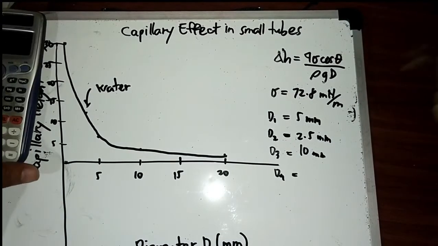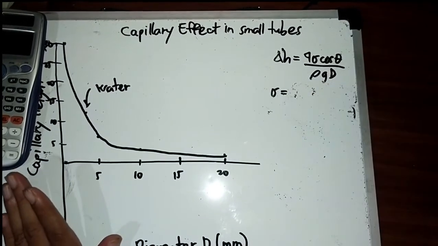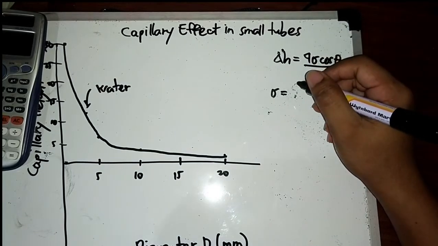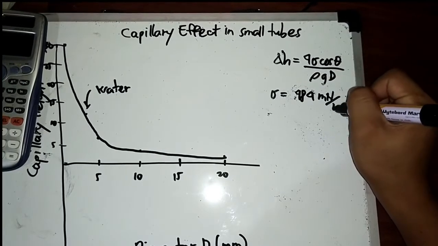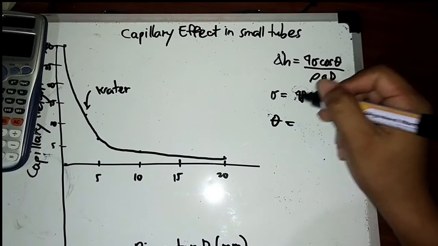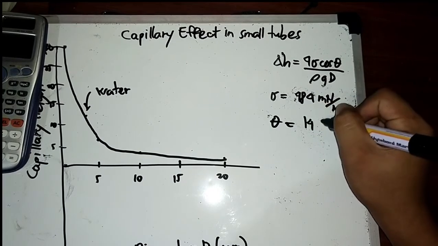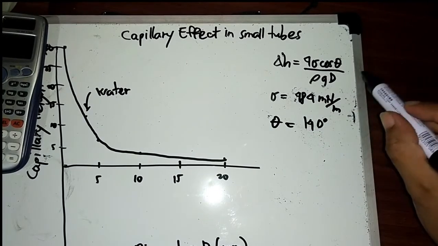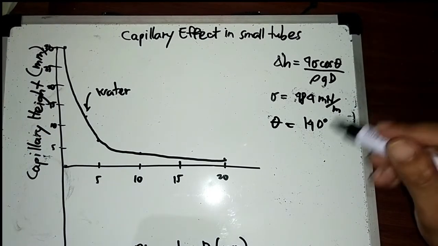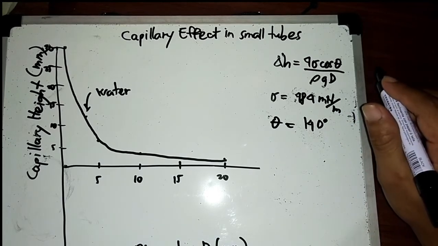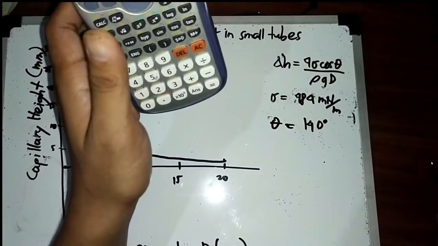Then how about for the mercury? For the mercury, the sigma is 484 millinewton per meter, and the angle theta is equal to 140 degrees. Okay, so we got these values from the table, so we will substitute them to solve for the mercury.